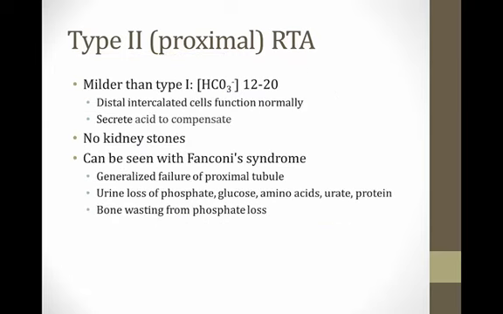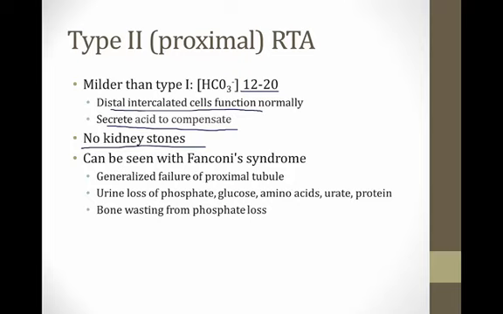The degree of suppression of bicarb is milder than type 1, so the bicarb in a type 2 is usually in the range of 10 to 20. Recall that I said in type 1 it's very low, usually less than 10. And again, this is because those distal collecting tubule cells still function normally, and they're able to secrete acid to compensate for the acidosis. There's no kidney stones with this syndrome, so that also helps separate it from type 1.